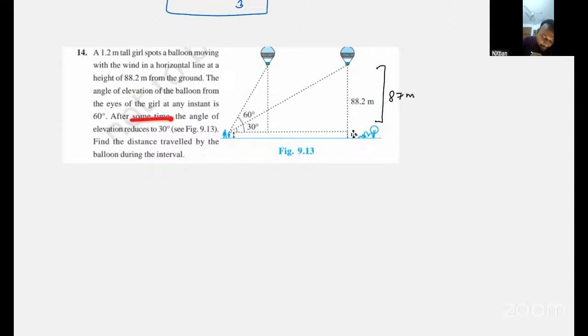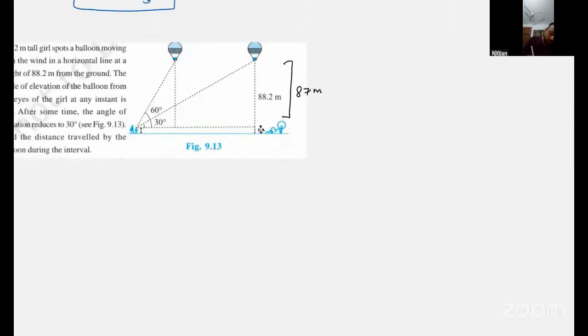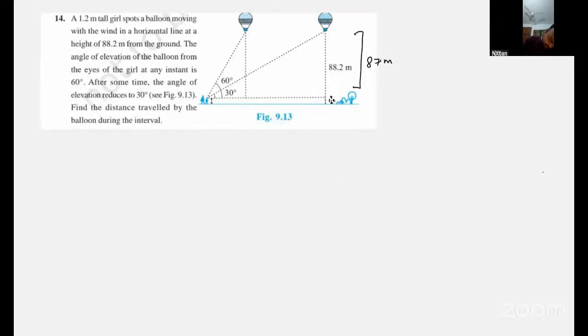After some time the angle becomes this. Find the distance traveled by the balloon during inflating. So we have to find this distance. If I make a diagram for you, see, even though the diagram is given, you still have to make the diagram.